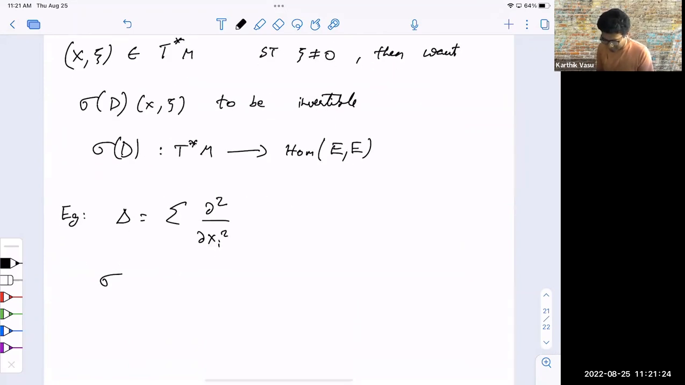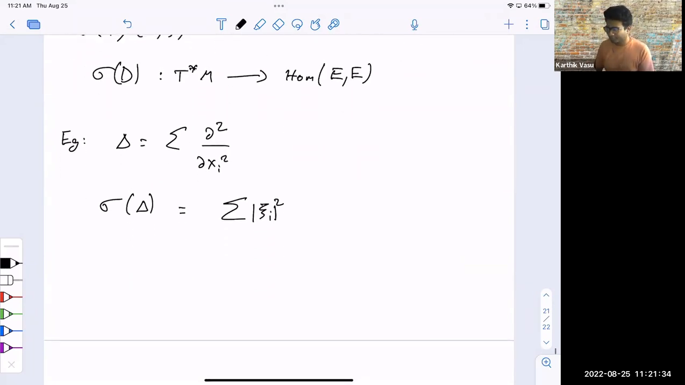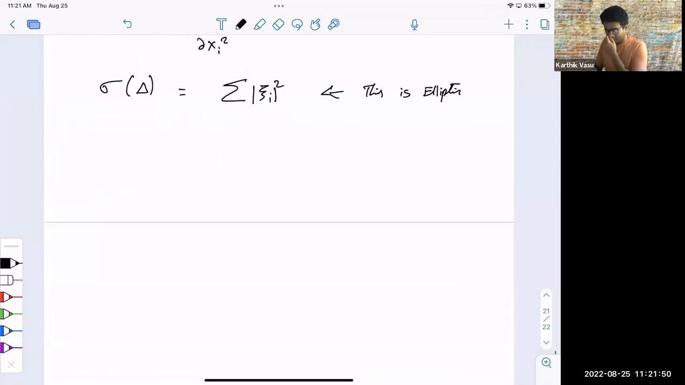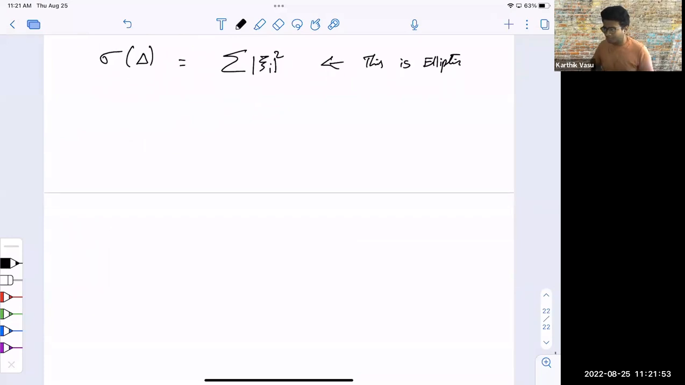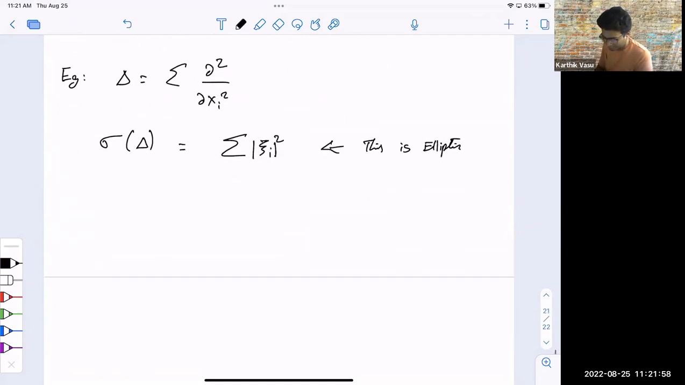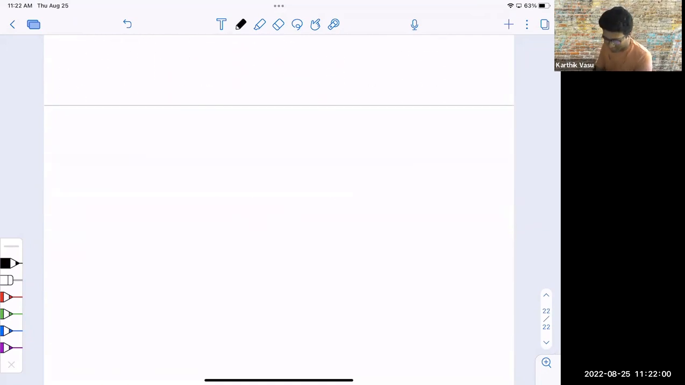If you look at the principal symbol of this, it will be nothing but |ξ| squared, with a modulus here. So if these are all non-zero, this will just be a non-zero number, which means it will be invertible. So this is elliptic. Okay, and fine, so those were differential operators.